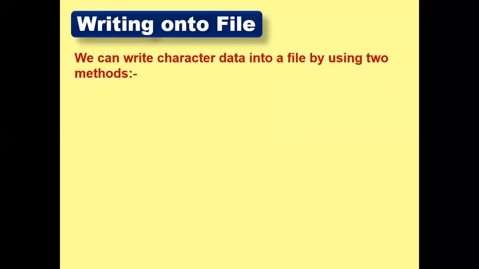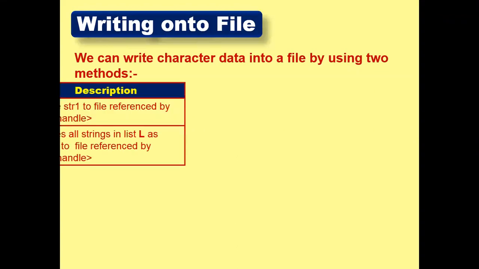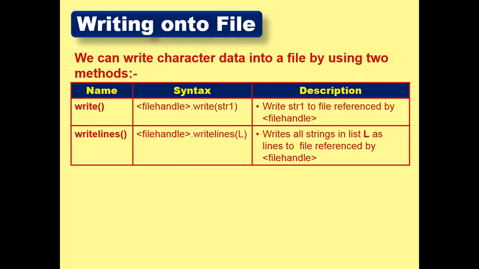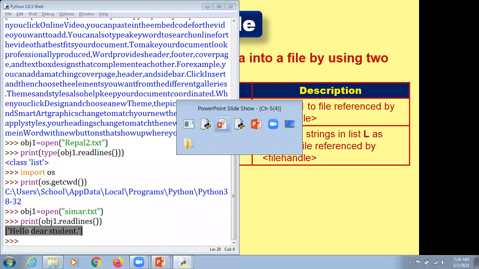It says we can write character data into a file by using two methods. What do we talk about these two different methods? The first is called write, and it says write(str1). Str1 means, remember this thing, that we are supposed to write only a string to the file referenced by a file handle. So how are we supposed to perform this practically?